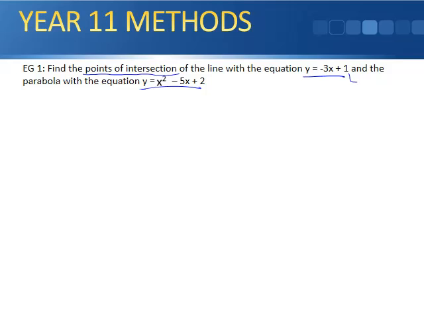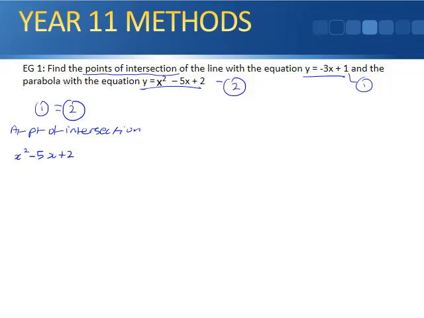So I'm going to just label this number 1, label this number 2. I should write them again and do it, but I'm not. I'm going to say equation 1 equals equation 2, because that's what happens. So I will get at the point of intersection, let's write this down, since they're equal, I get x squared, doesn't matter which one you put first, minus 5x plus 2 equals minus 3x plus 1.